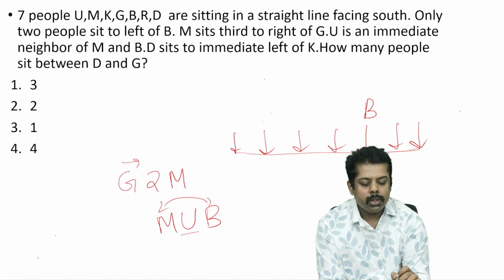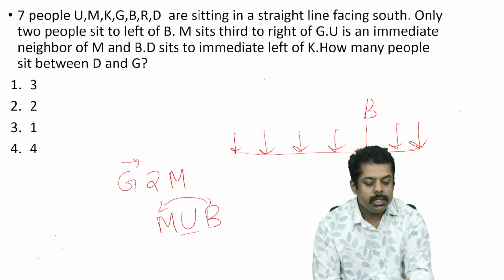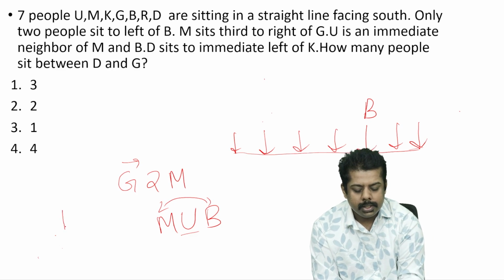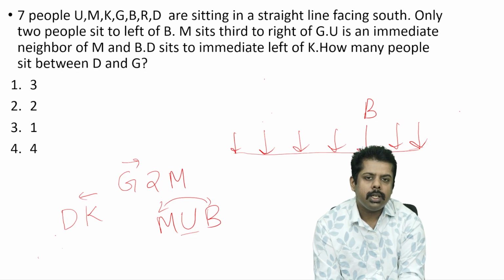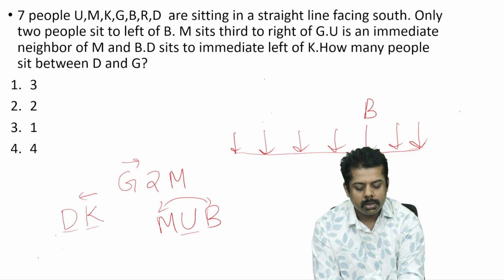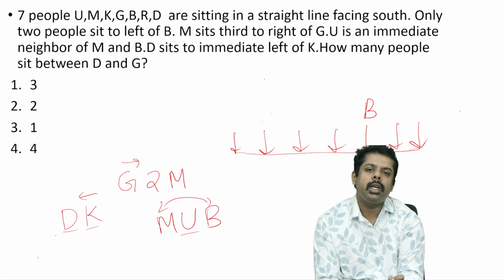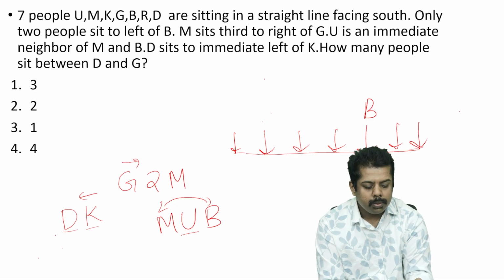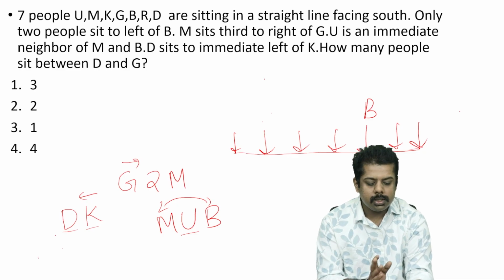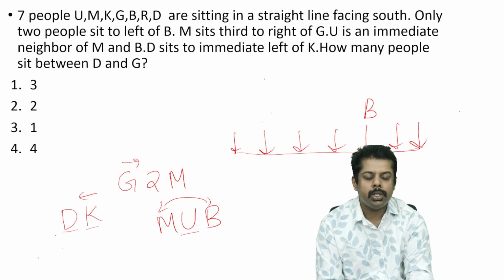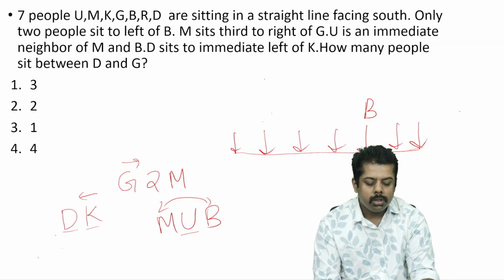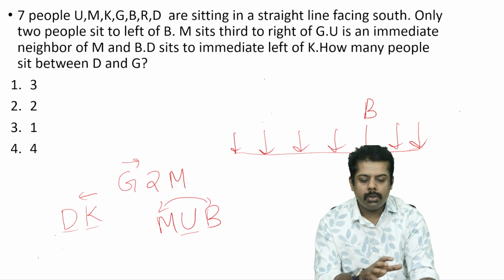Moving on to the next point they have given: D sits to the immediate left of K. That is also a direct point. If you are assuming that K is towards this direction, immediate left means D is an immediate neighbor of K towards the left. So these are the points. Then they have asked the last question: how many people are sitting between D and K? Now we can try and fix based on the 3 points that we have to get the final output.